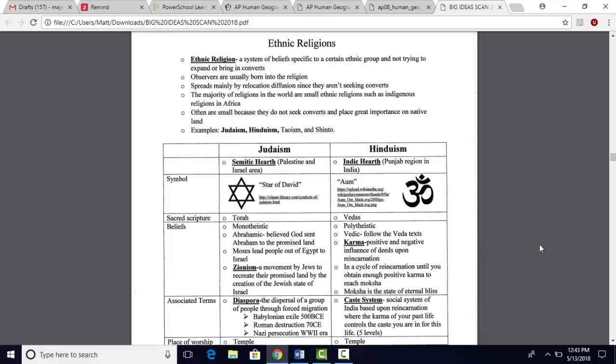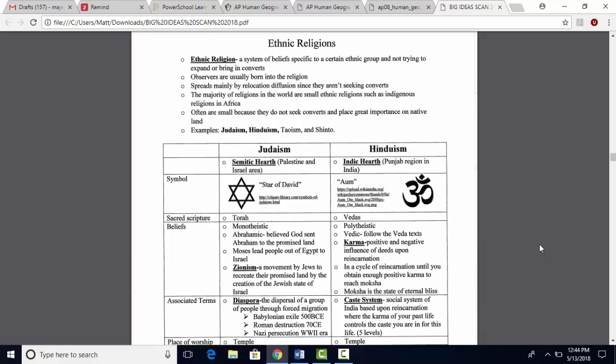Judaism, remember, is a Semitic language religion. It developed out of Abraham. It's one of the Abrahamic faiths. It developed in Palestine and Israel. It's one of the oldest religions in the world, and it is the oldest monotheistic faith, which means one God.